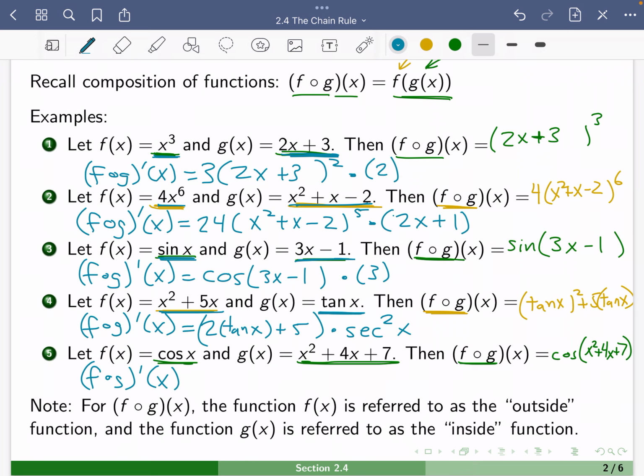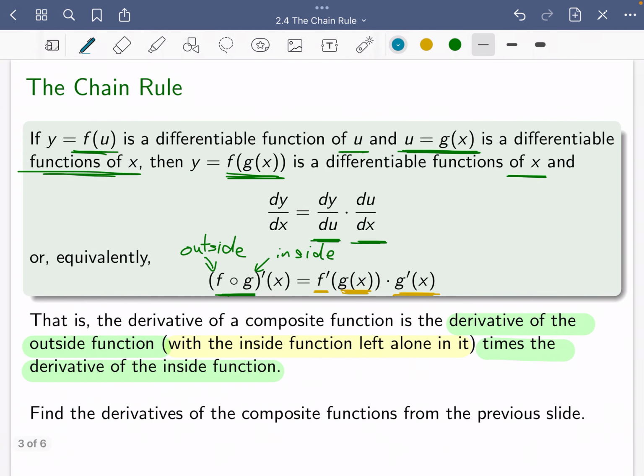And finally, if we were to take our derivative here, our outside function is cosine x. The derivative of cosine is negative sine. The inside function stays the same, x squared plus 4x plus 7. And then we need to multiply by the derivative of the inside. The derivative of the inside is 2x plus 4. And those are our derivatives using the chain rule.